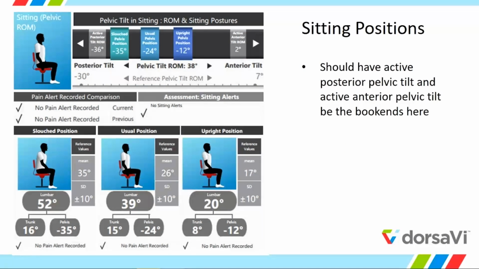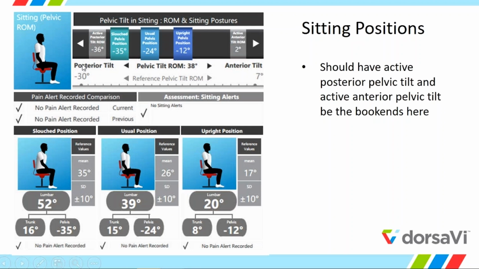The next piece shows you the pelvic sitting position. So in the lumbar spine, if there's some of you that don't typically do this test, we take a 5-minute static positioning three different ways sitting. So we tell the subject, please sit in your usual position, and we monitor what that is for 5 seconds. Then we say, please slouch, monitor for 5 seconds, and then please sit upright, like your grandma's yelling at you, in an upright position.